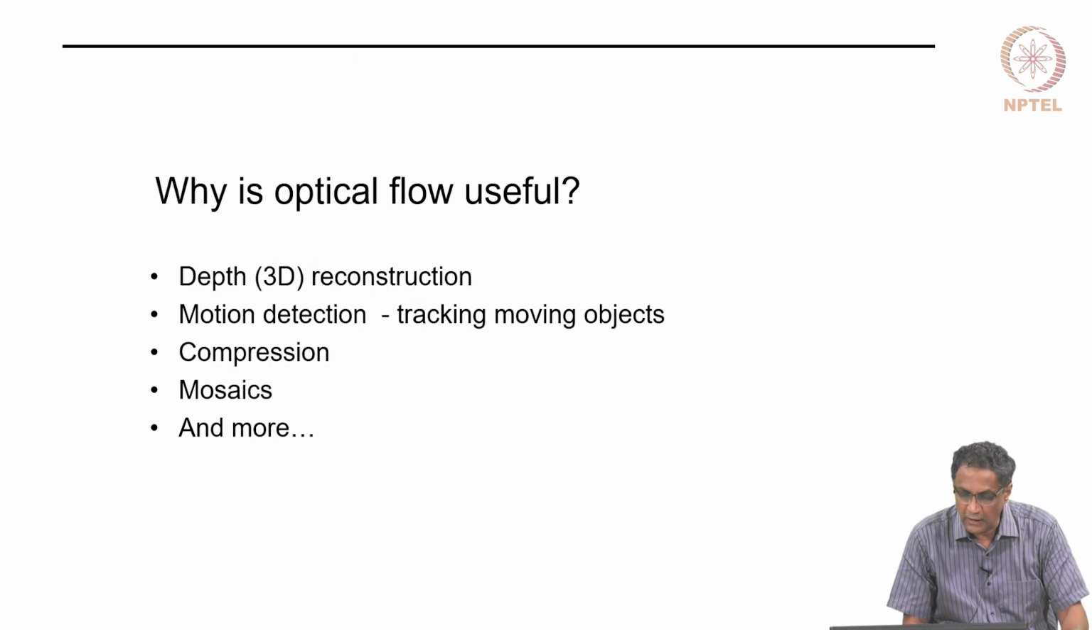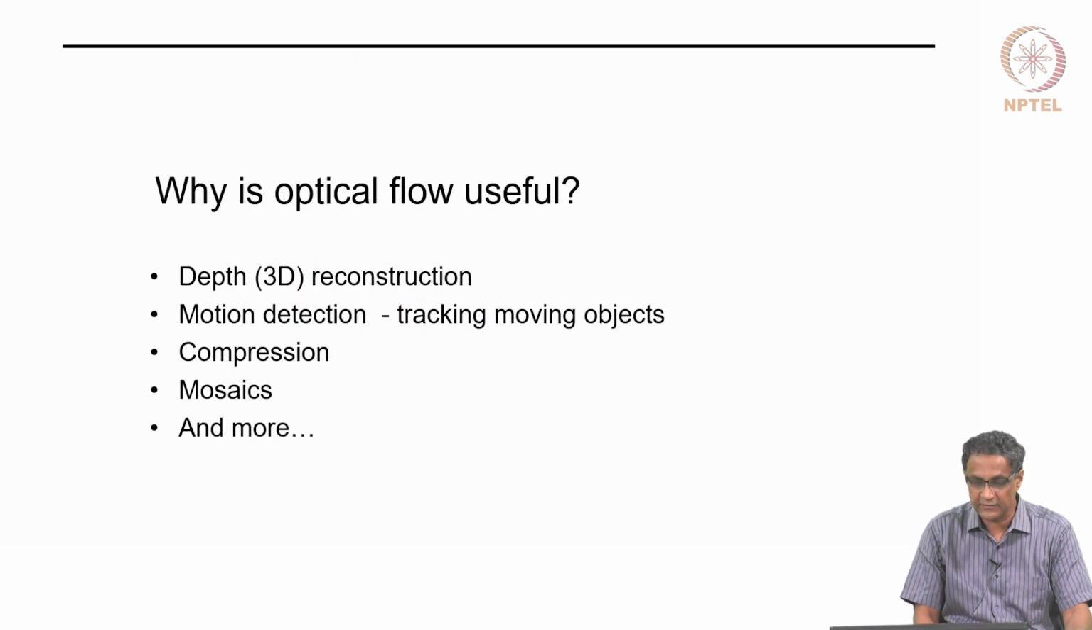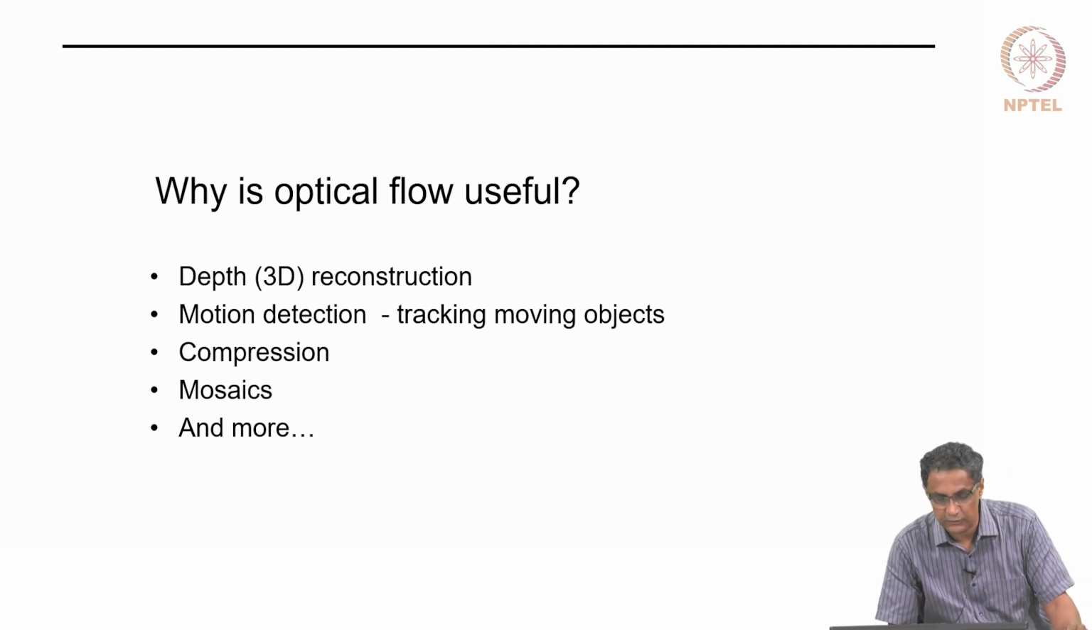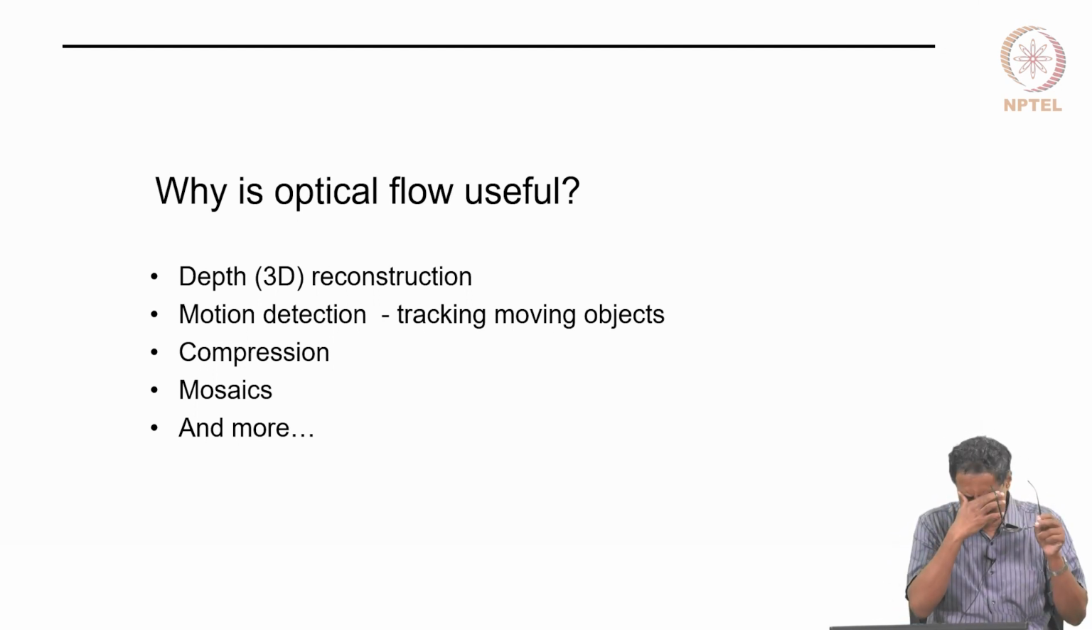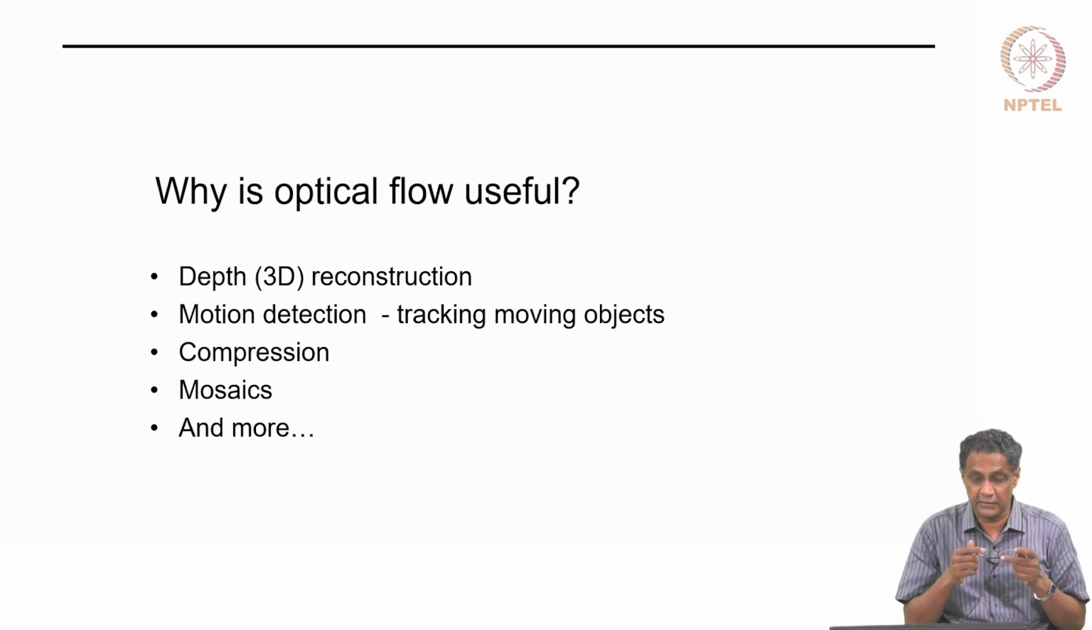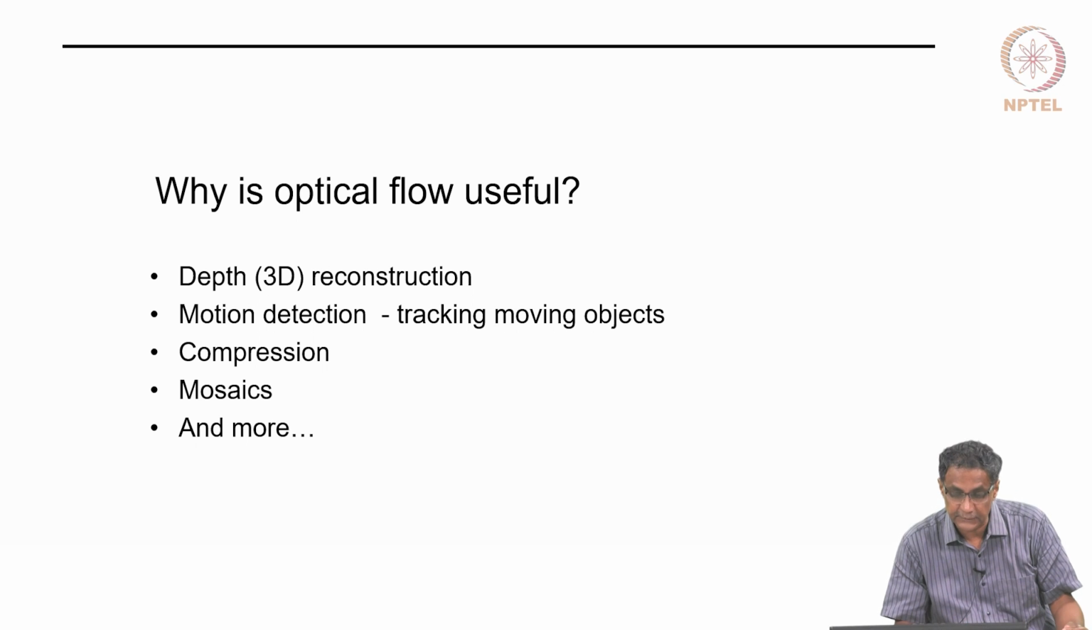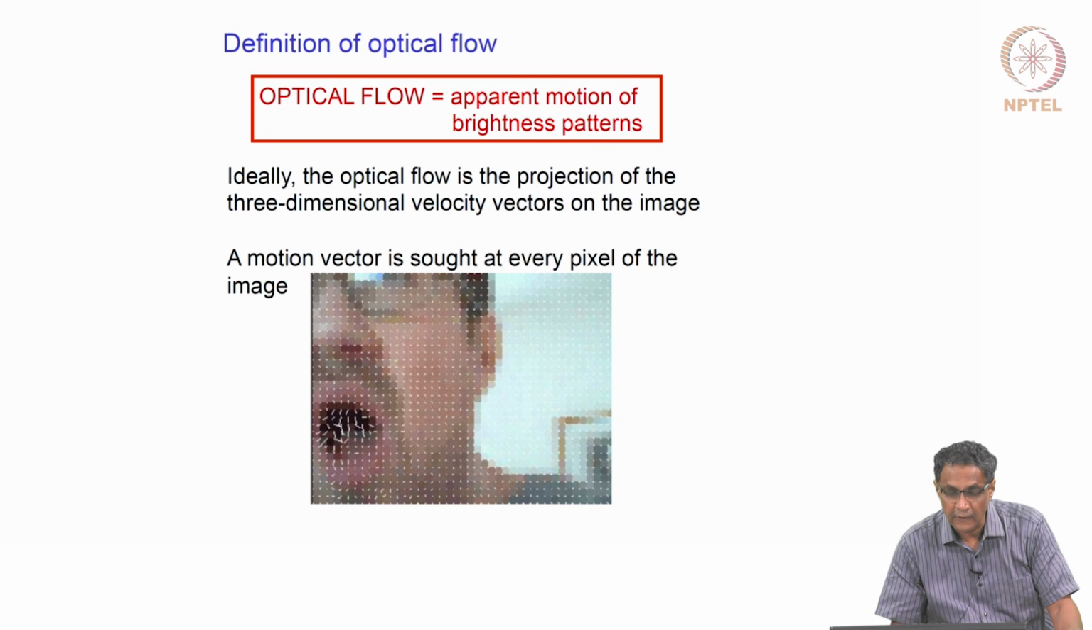Then why is optical flow useful? Like I said, depth, 3D reconstruction, that is what I told you just now, and one example could be Lucas-Kanade. Then motion detection helps you not just track, you can even do action recognition, which people do based upon how well you can track different body parts. You can say what somebody is doing, what his action is. Then compression, so many things, mosaics. Mosaicing is all about having an optical flow, and a lot more that you can do. Maybe some examples will come along the way.